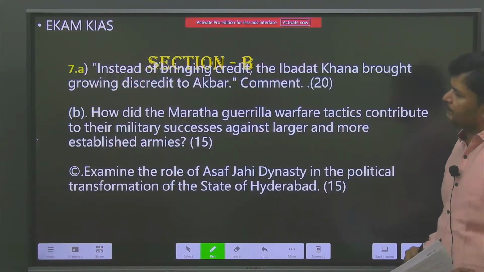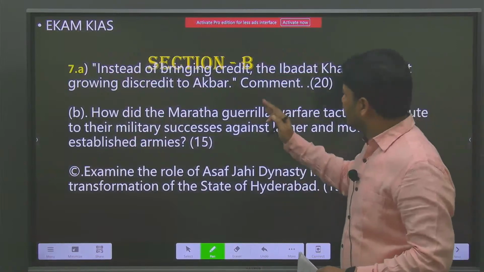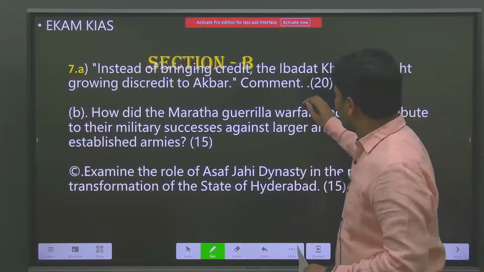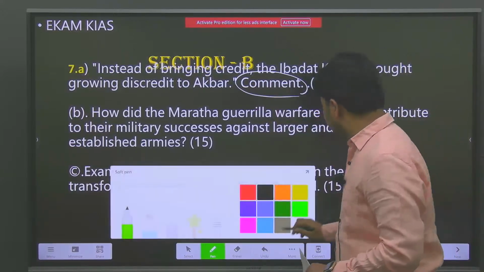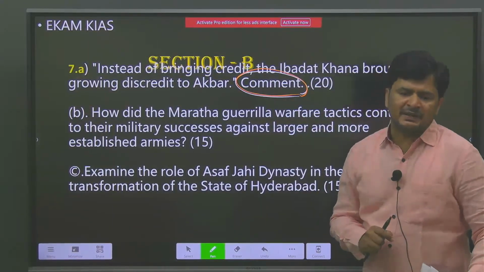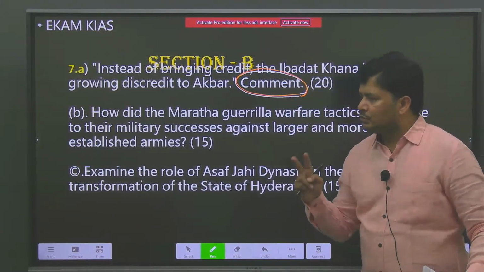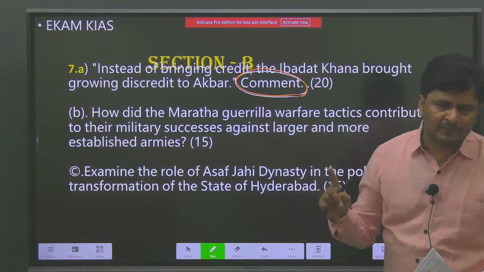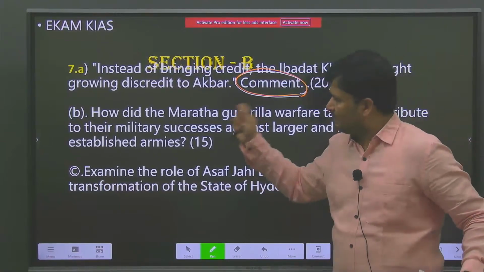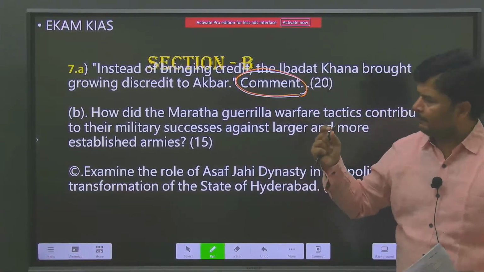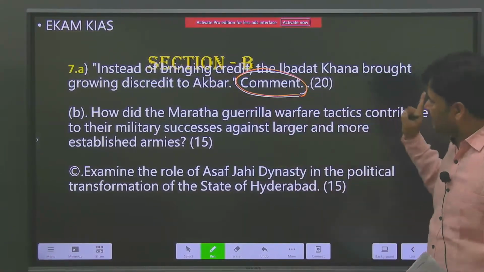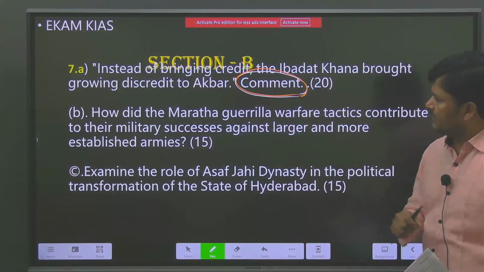Section B, seventh question. First, instead of bringing credit, the Ibadat Khana brought growing discredit to Akbar. Comment. In fact, this is a direct question picked up from volume 2 of Satish Chandra. I have instructed you to read two volumes of Satish Chandra, one of the notable historians of medieval India. The same statement we found as part of Akbar we have learned. Same question: instead of bringing credit, the Ibadat Khana brought a growing discredit to Akbar.